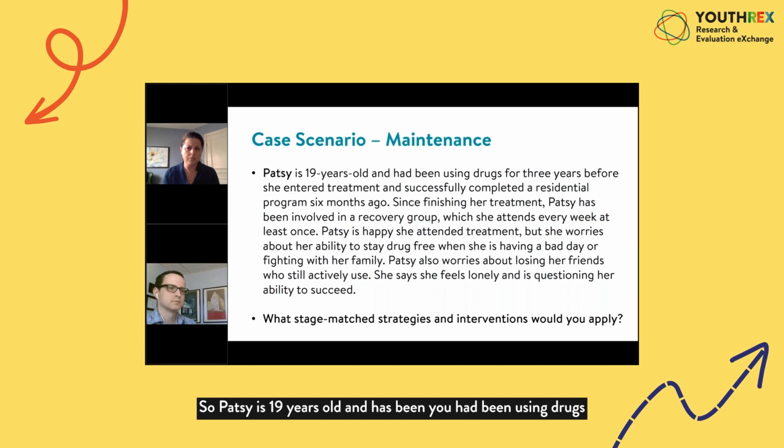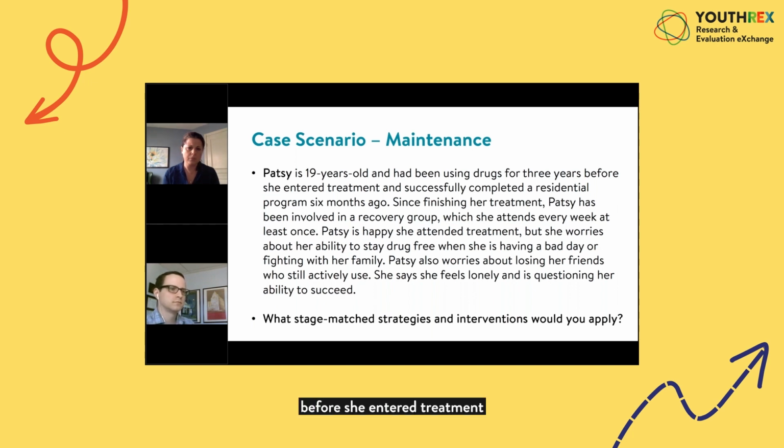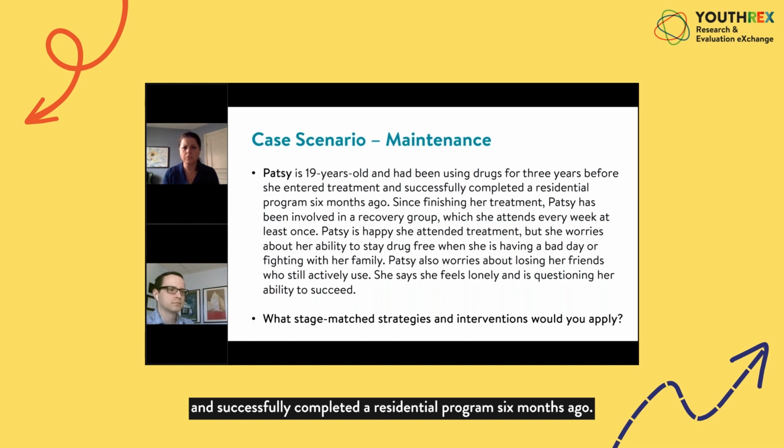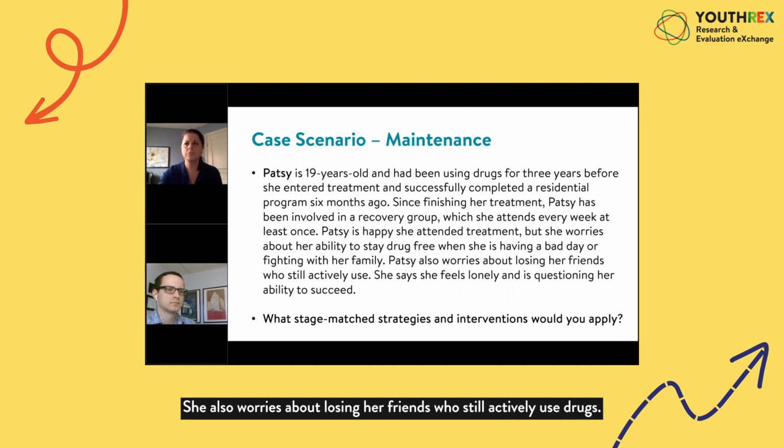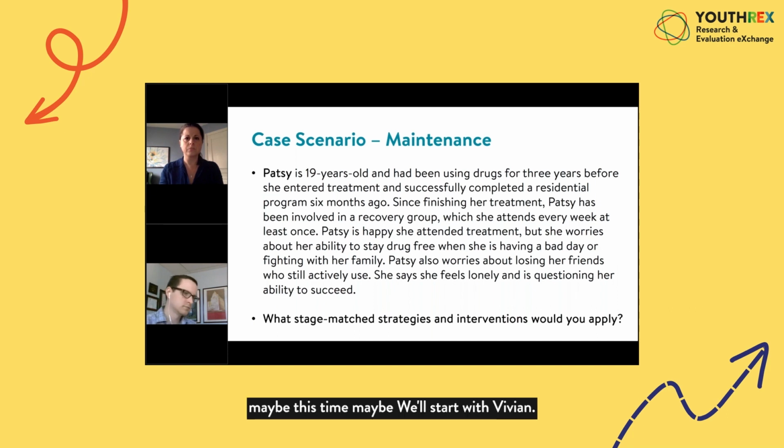So Patsy is 19 years old and had been using drugs for 3 years before she entered treatment and successfully completed a residential program 6 months ago. Since finishing her treatment, Patsy has been involved in a recovery group, which she attends every week at least once. Patsy is happy she attended treatment, but she worries about her ability to stay drug-free. When she's having a bad day or fighting with her family, she also worries about losing her friends who still actively use drugs. She says she feels lonely and is questioning her ability to succeed. So looking at stage MAT strategies and interventions, maybe this time we'll start with Vivian.